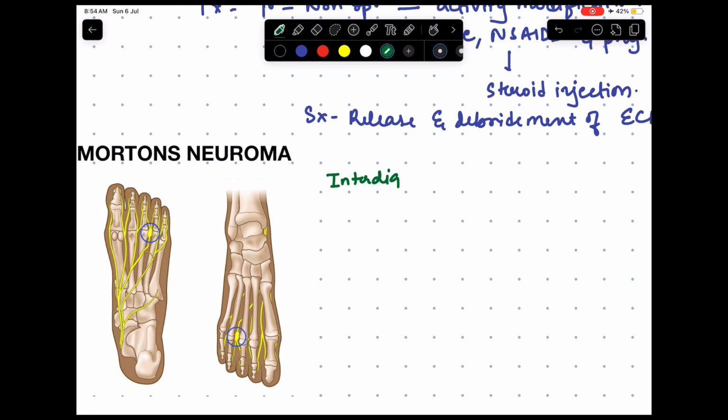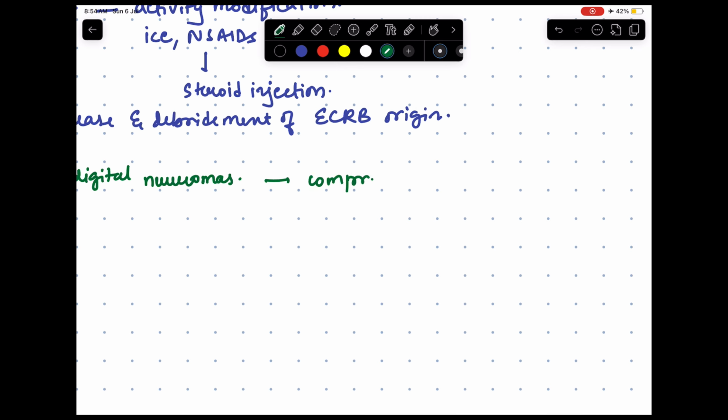So next one is Morton's neuroma. It is also known as interdigital neuroma, and the basic pathophysiology is a painful entrapment neuropathy. It is commonly seen in the common plantar digital nerve. The most common site for Morton neuroma is between the third and fourth metatarsal heads.